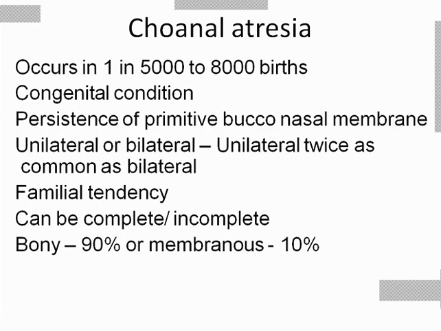Embryologically, during canalization from anterior to posterior, the bucconasal membrane disappears as the age proceeds. Persistence of the primitive bucconasal membrane will give rise to choanal atresia. It can be unilateral or bilateral. Unilateral is twice as common as bilateral, and it is usually more common in female children.